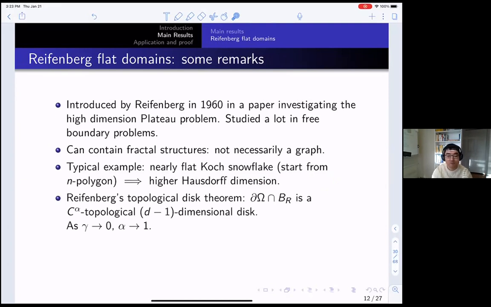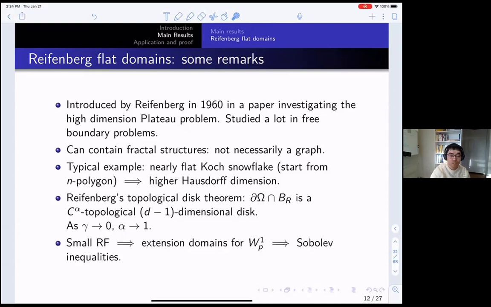Perhaps the most famous theorem about this kind of set is the topological disk theorem. Locally, this Reifenberg-flat boundary can be mapped by a Hölder homeomorphism to a d minus one dimensional disk. As the flatness parameter goes to zero, this alpha goes to one, and the boundary becomes more and more regular. In particular, the Hausdorff dimension of the boundary goes to d minus one. But it is always strictly greater than d minus one, because if you really want Lipschitz, alpha equal to one, then you need more assumptions on the boundary than just Reifenberg flatness. So this is a typical rough domain.